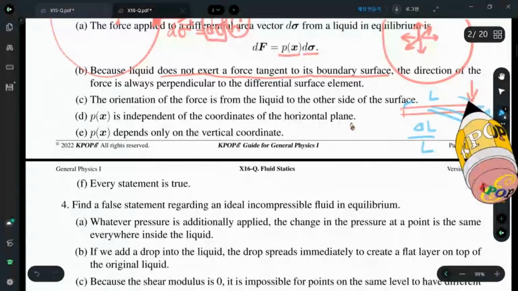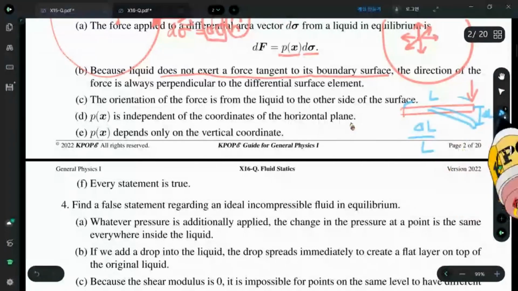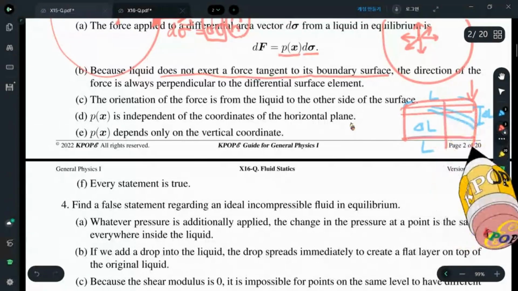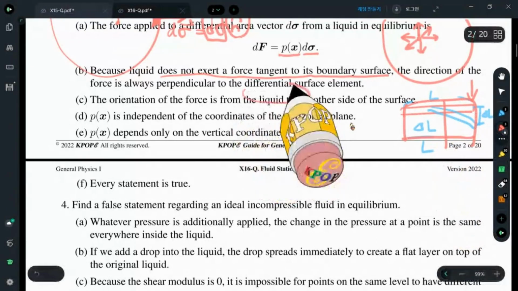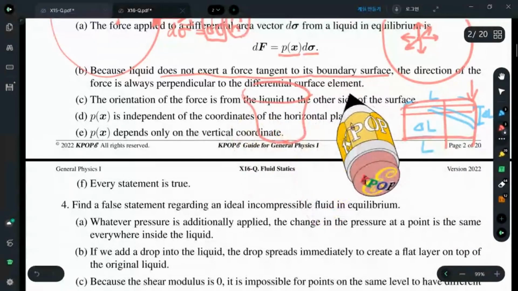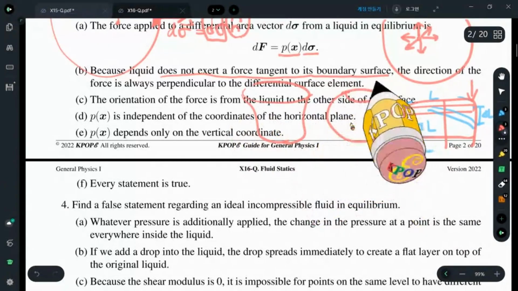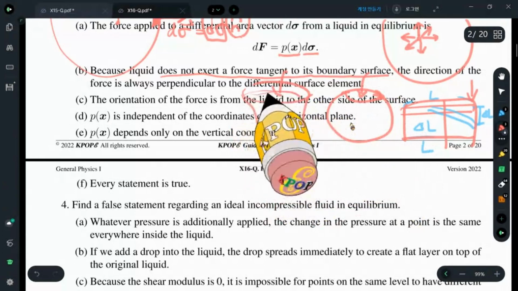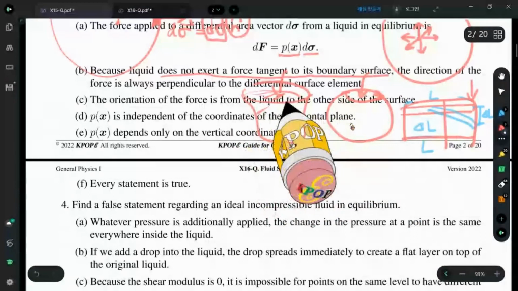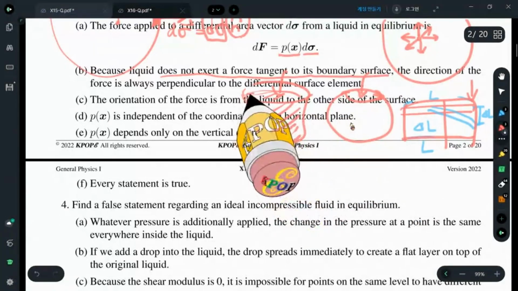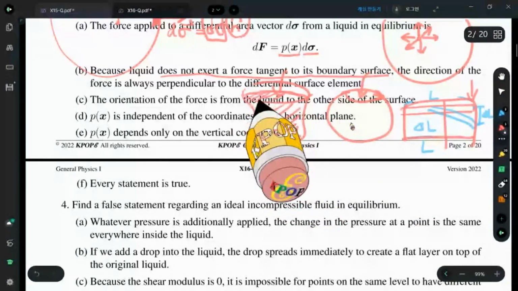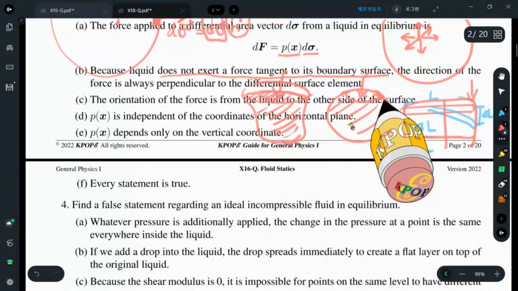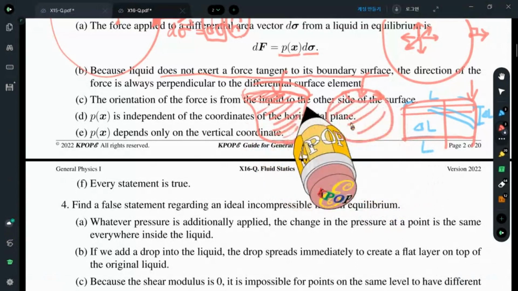That means if there is any force, the liquid changes its shape. Just like depending on the various shape of container, if you pour water, it fills the container completely and the surface is flat. That is because of this reason.